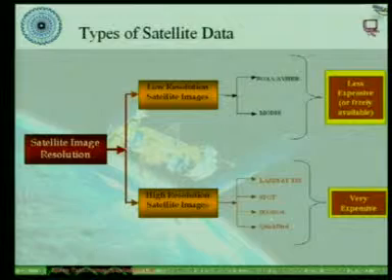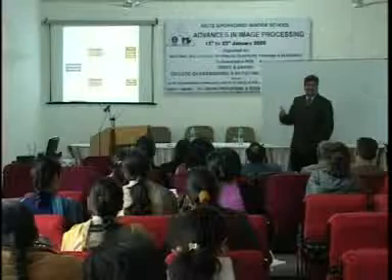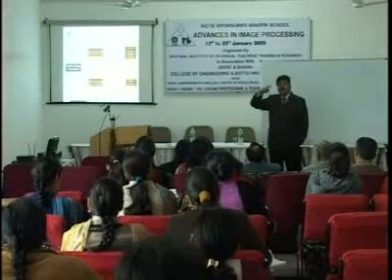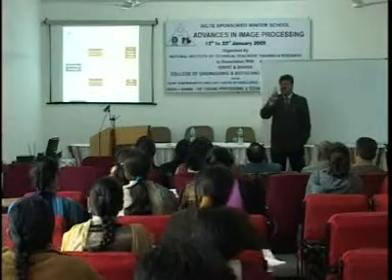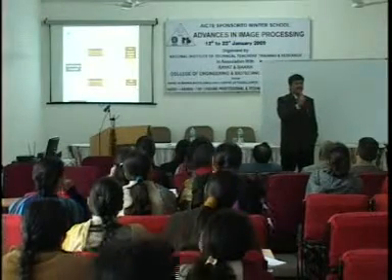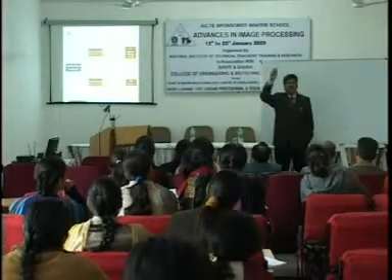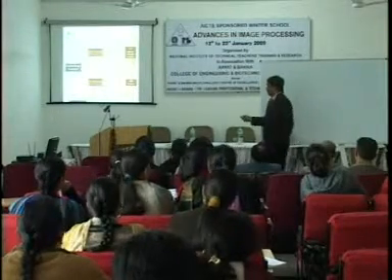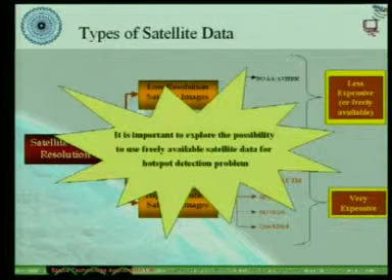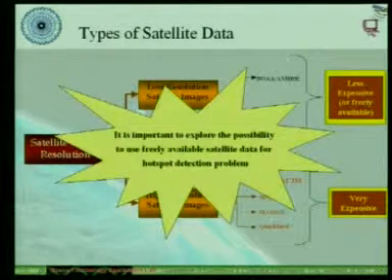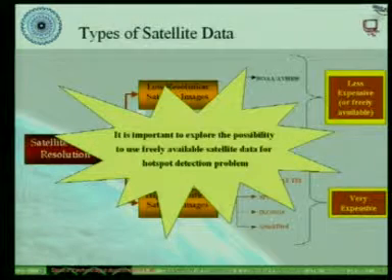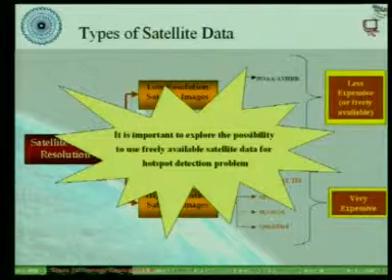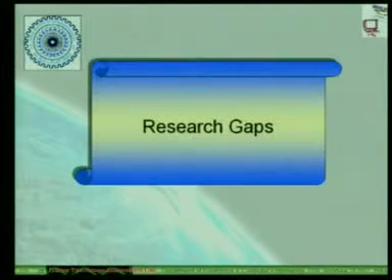So the problem is again that we have to compromise on a 1 kilometer by 1 kilometer pixel size, and that means in 1 square kilometer area we will get one reflectance, because for images we get the reflectance from each pixel. So it is very difficult, but it is a challenge. Next one. So it is important to explore the possibility of using freely available satellite data for the subsurface detection problem or hotspot detection problem. Next one. So the research gaps.